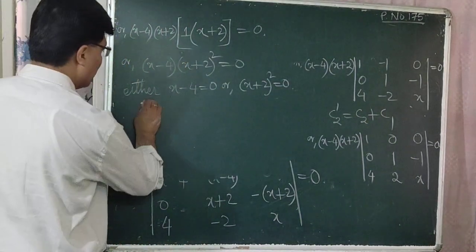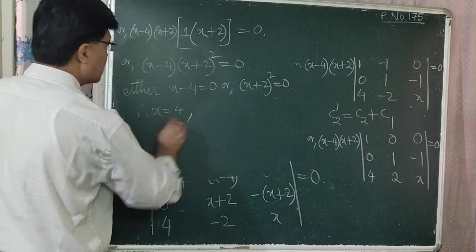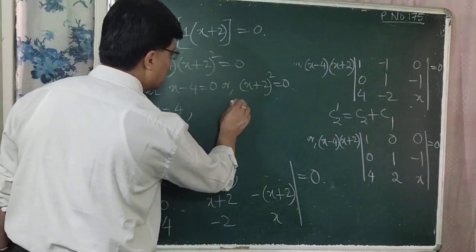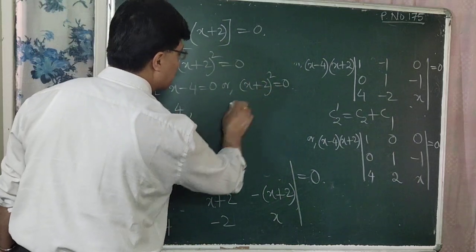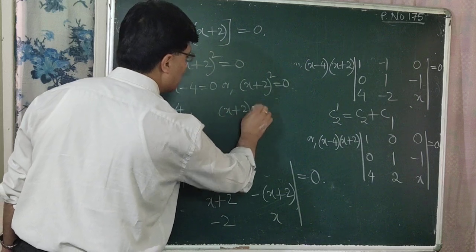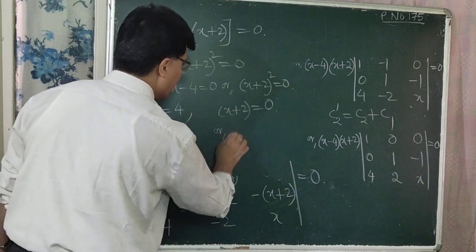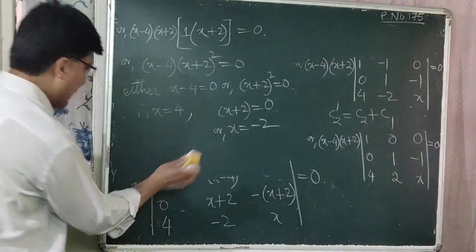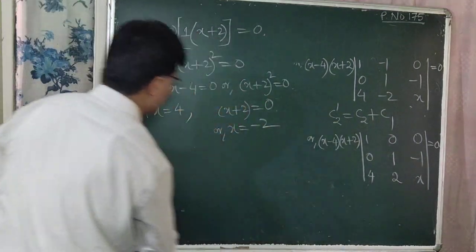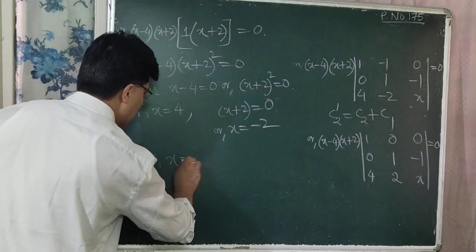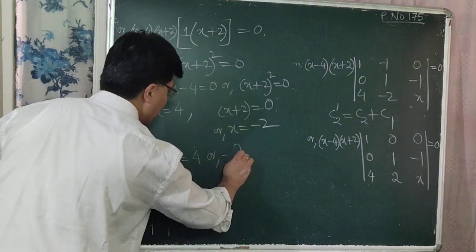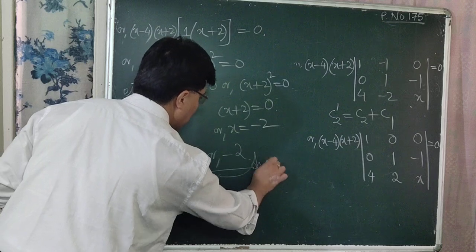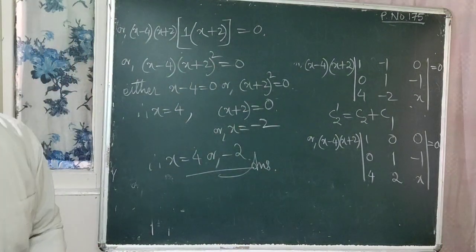Now, what is the value for x from here? x is equal to 4. And what is the value for x here? Now x plus 2 whole square is equal to 0. What is x plus 2 only? Root over 0, that is 0. So what is x equal to? That is minus 2. So what is the answer now? That is x is equal to 4 or minus 2. So this is the answer. This is solved by you.